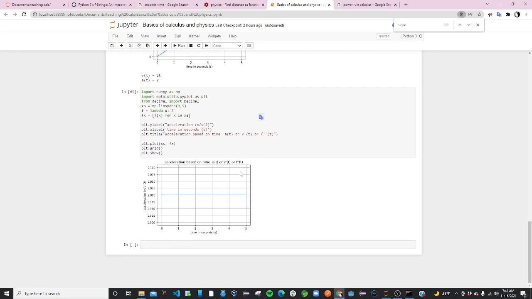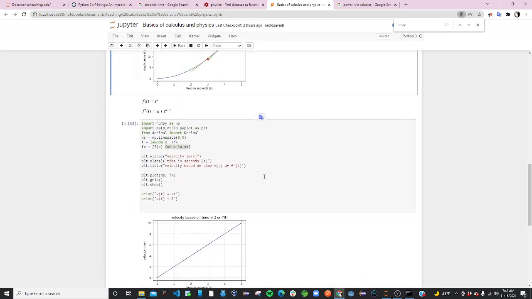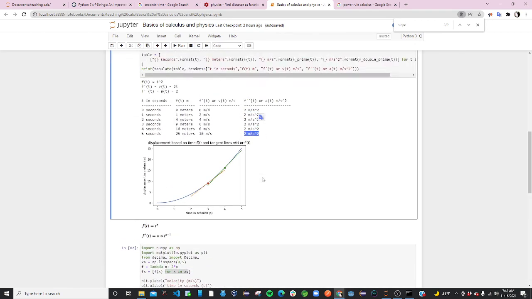So this is what the acceleration function looks like. Like I said, it's just a constant value that runs through. So that's kind of like the basics of derivatives.